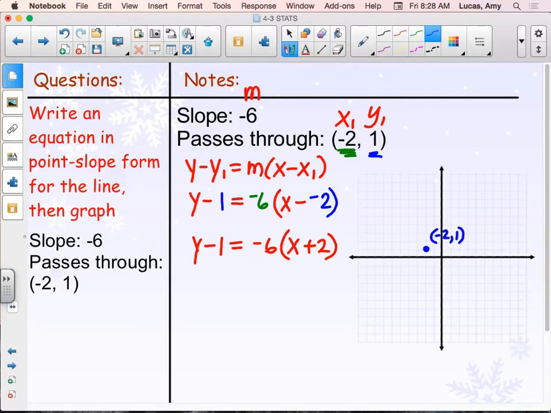So graph the point first. Then my slope is negative 6, or negative 6 over 1. So I need to go down 6 over 1. Down 6 over 1. Again, if you run out of room, you could reverse it. So up 6, back 1, like that. And then draw your line.